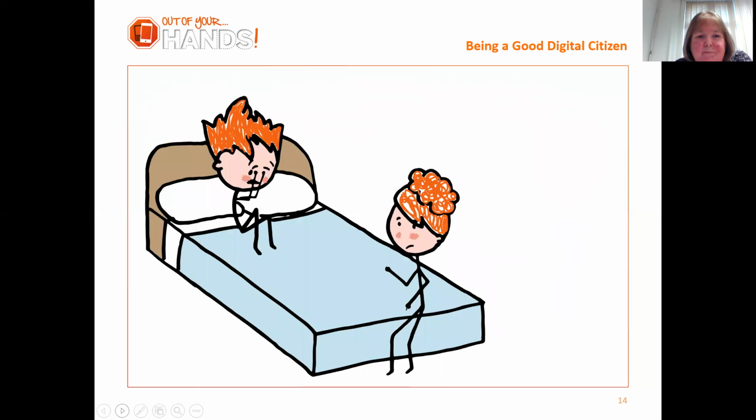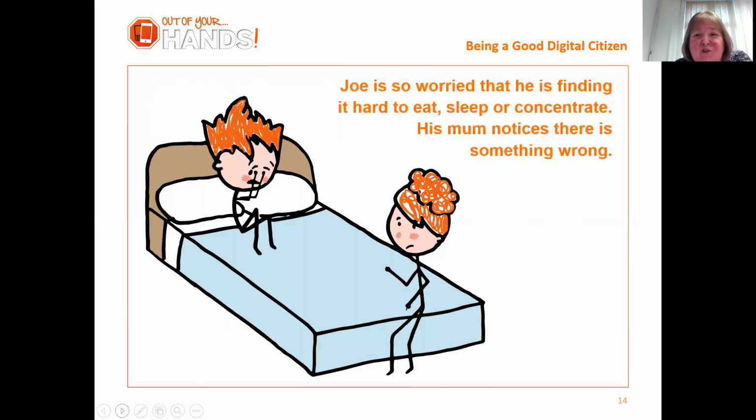Poor Joe. Here he is. He's so worried that he can't eat, sleep, or concentrate. Luckily, his mum noticed there's something wrong, but sometimes, and especially at the moment, parents are so busy and everything's going on that they might not always notice. You have to tell someone, and it doesn't have to be mum, dad, big brother, auntie, uncle, grandparent, someone at school. Doesn't matter, as long as you can tell someone.